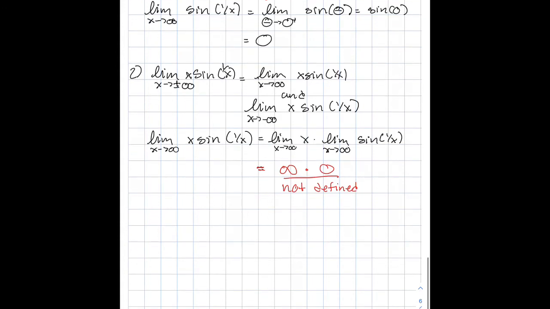So this is where theta equaling 1 over x is very useful. As x goes to infinity, theta goes to 0 from the right-hand side, and as x goes to negative infinity, theta goes to 0 from the left-hand side.